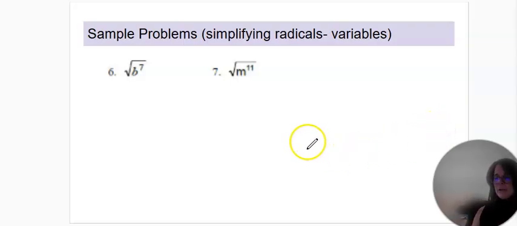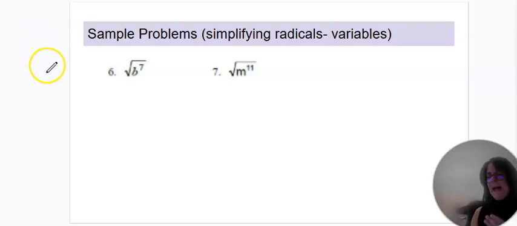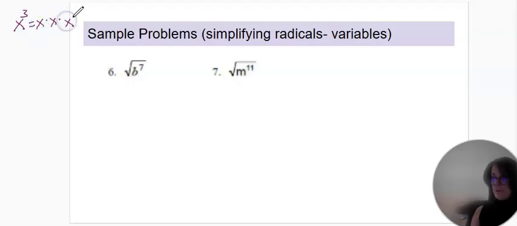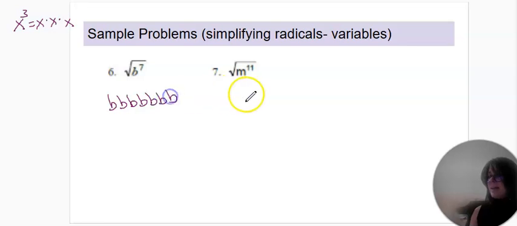Anytime you have an exponent for a variable, how many does that tell you they're being multiplied together? Like x to the power of 3 meant x times x times x, right? 3 times. Okay, so we're going to use that. If you didn't know it before, you know it now. Any variable to a power means that many of that variable multiplied together. So b to the 7th means b times itself 7 times. 1, 2, 3, 4, 5, 6, 7.